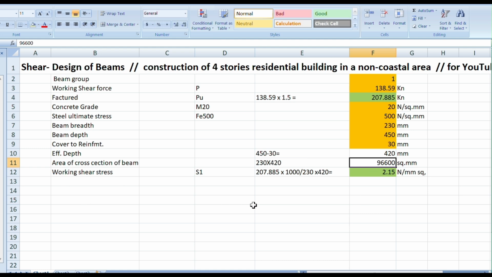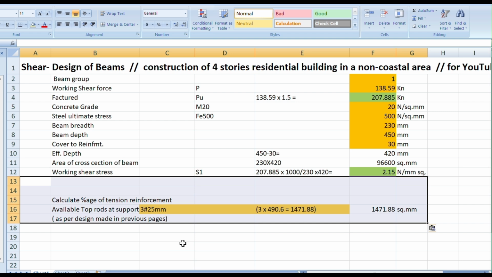Working shear stress means the factored shear divided by the area of cross section. This one is the area of cross section, this is the factored load, multiplied by 1000 for converting kilonewton into newton. On calculation it comes to this.